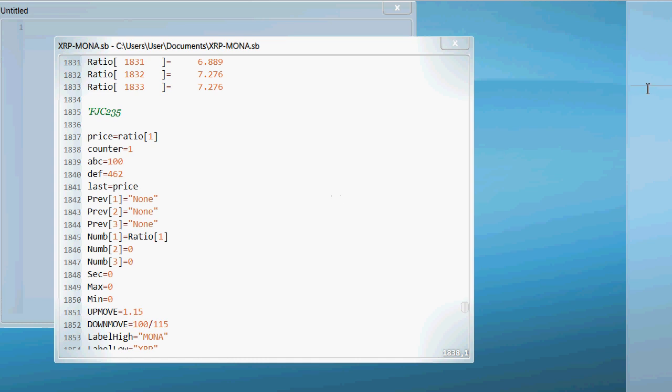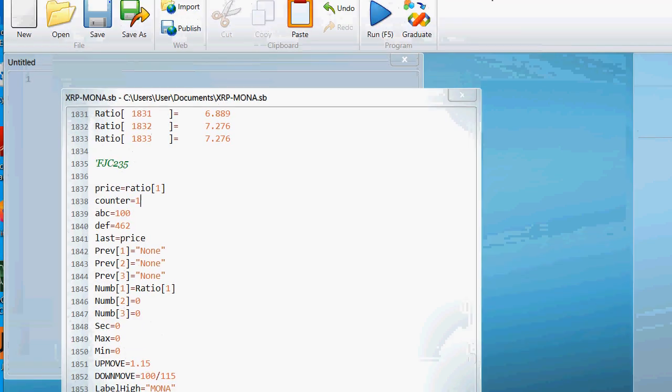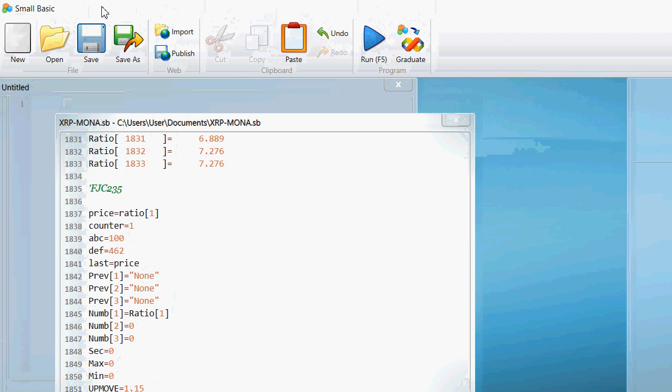Hello and welcome. Let's do another one of these buy low, sell high. I'm using the program code of SmallBasic. If you want to play this game, you will need that program. It's made by Microsoft. It's a free download.